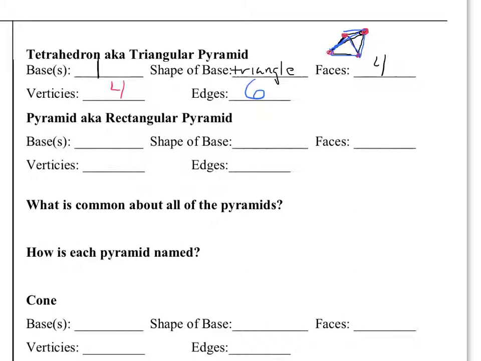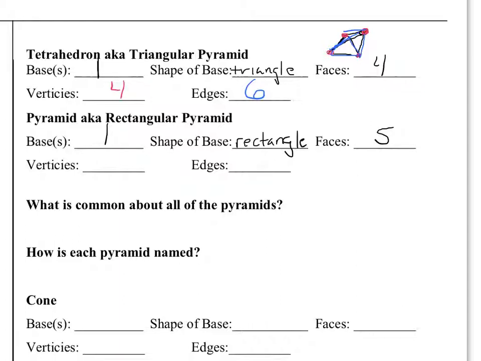Last one. The only shape that we have left is our rectangular pyramid. How many bases does this rectangular pyramid have? 1 base. What is the shape of that base? It is a rectangle. How many faces does this rectangular pyramid have? Should be counting 1 on the bottom, 1, 2, 3, 4 around. So that's a total of 5 faces.